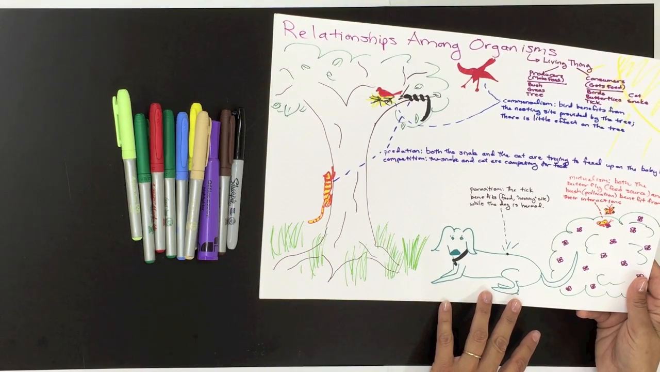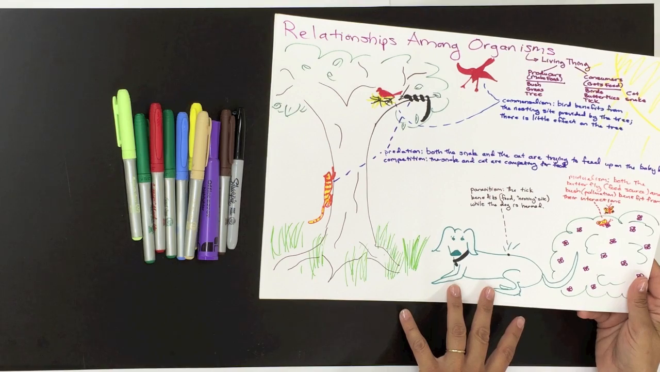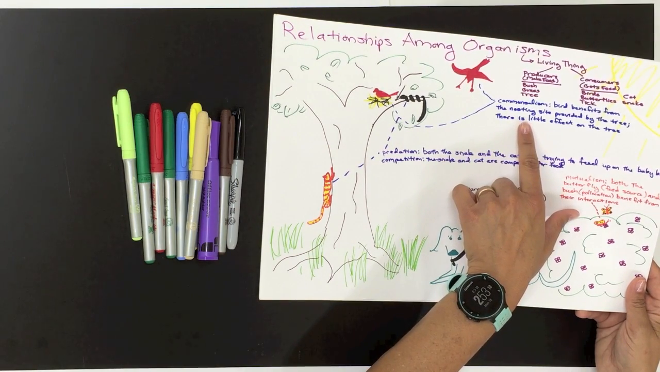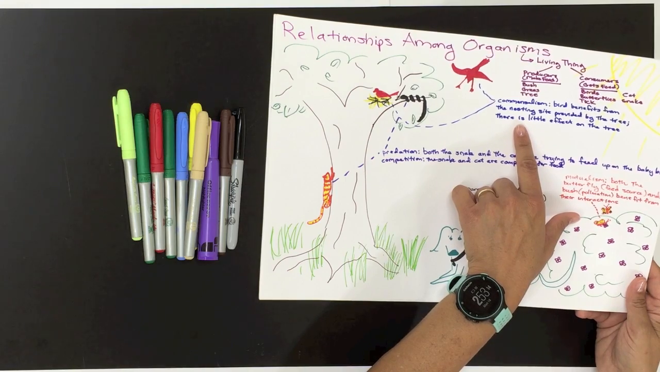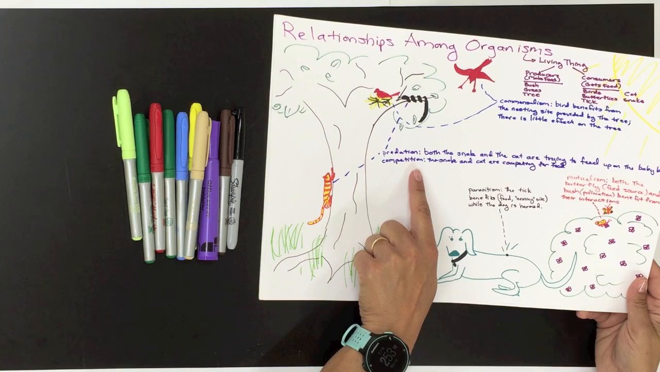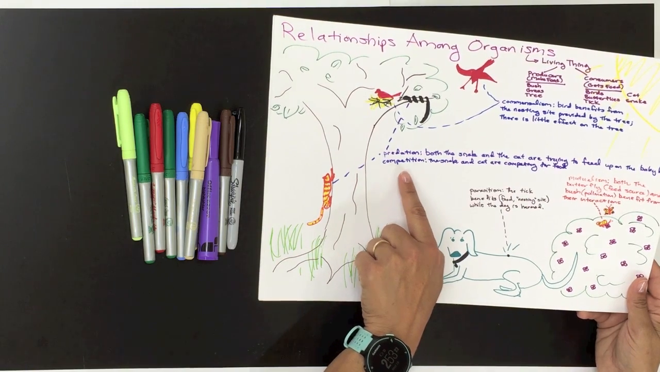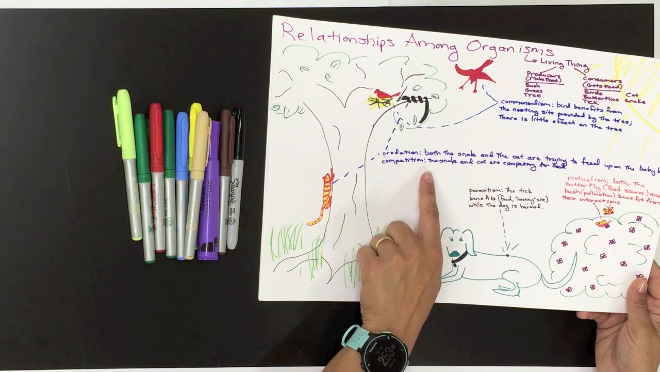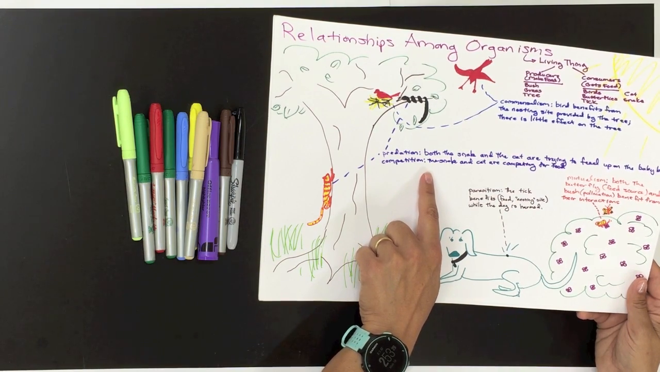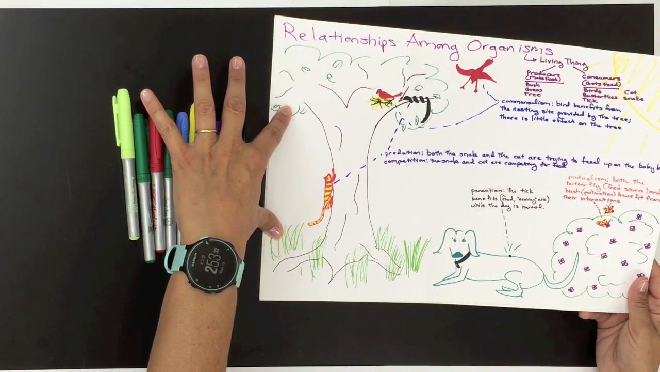Further, the student has drawn an illustration that demonstrates commensalism. The bird benefits from the nesting site provided by the tree, and there's little effect on the tree. We have predation, where both the snake and the cat are trying to feed upon the baby bird. We also have competition, because the snake and the cat are competing for the same food source. We could have also identified competition between the tree and the grass for the sunlight.